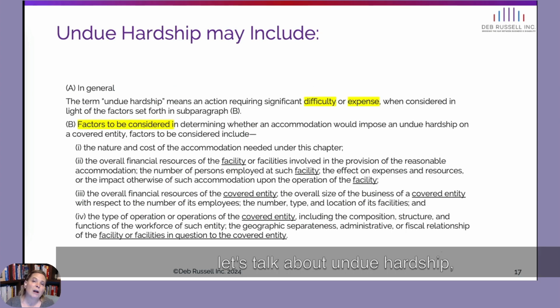So let's talk about undue hardship, because that's another part of this legal definition of reasonable accommodations, that they don't cause undue hardship. I think that's where the term reasonable was kind of balanced with undue hardship. So again, from the legislation, not from the EEOC, apologies. In general, the term undue hardship means an action requiring significant difficulty or expense when considered in light of the factors set forth in paragraph sub B.